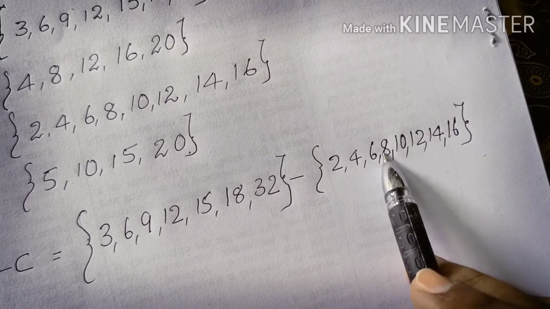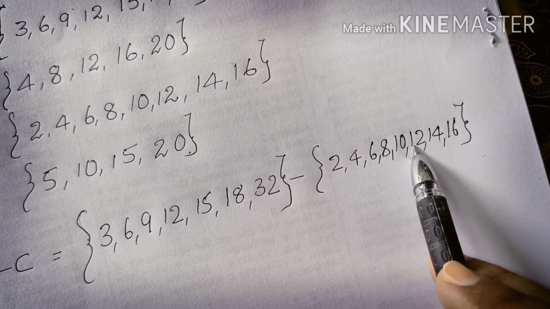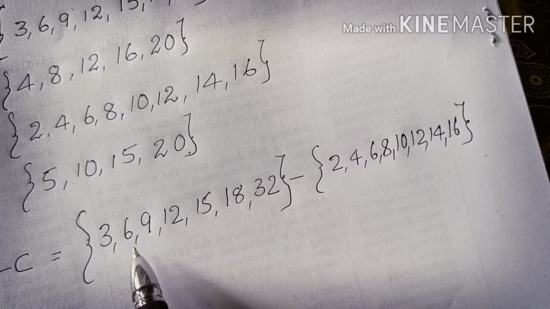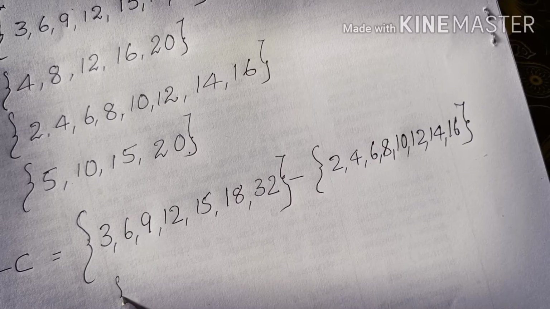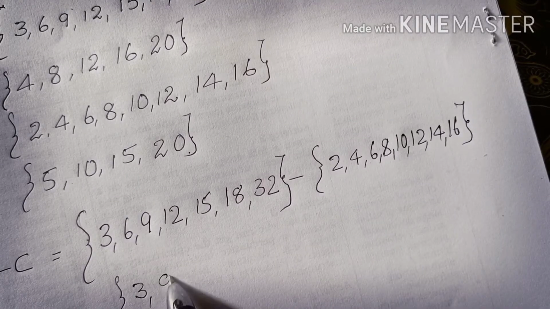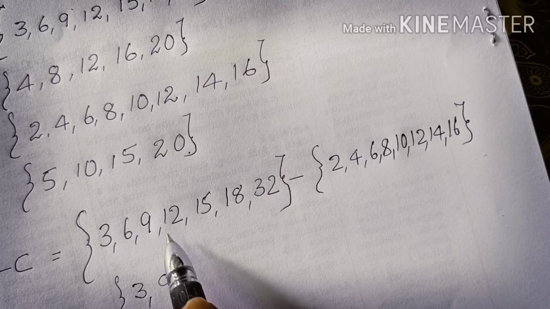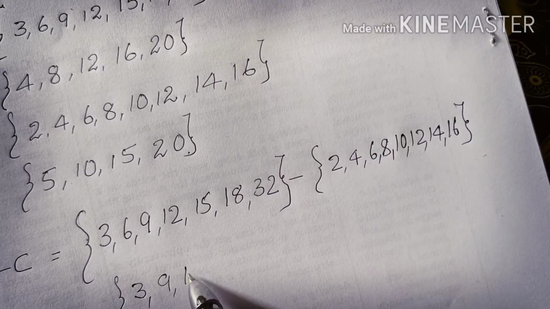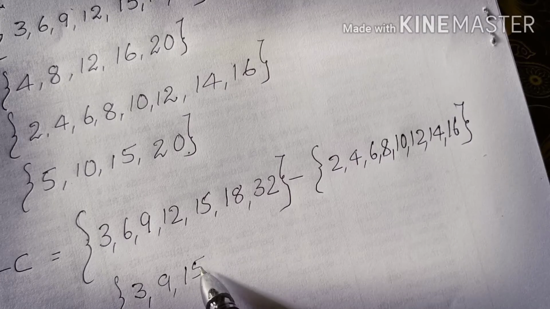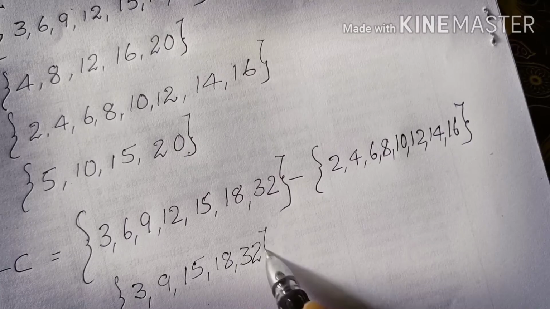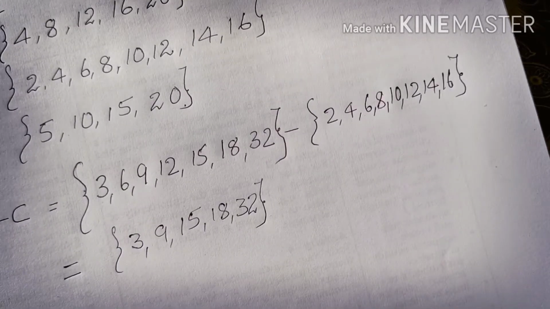Next 8, not there, 10, not there. Again 12. 6 and 12 are present here. So, except 6 and 12, write down all other elements. 3, don't write 6 because 6 is there. 9, okay. 12 also we are not supposed to write because 12 is also in C. So, go to the next elements: 15, 18, 32. This is the way you have to find out the differences.